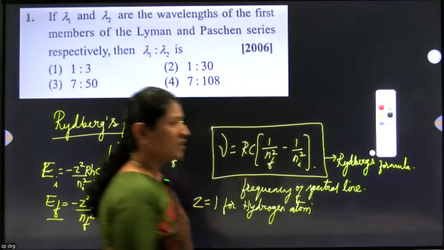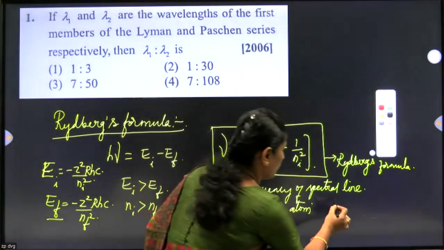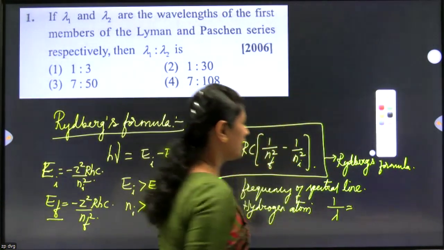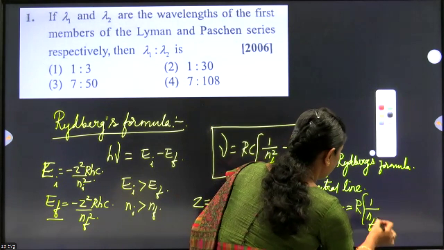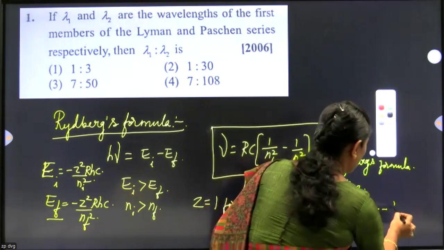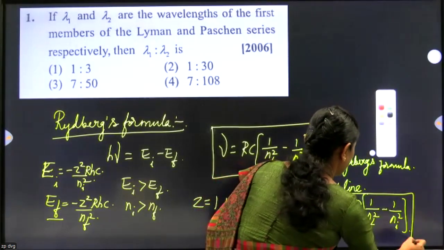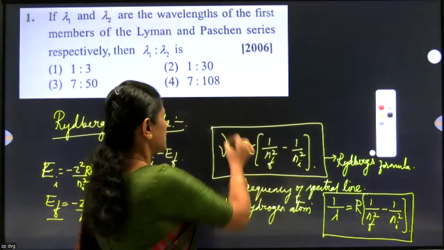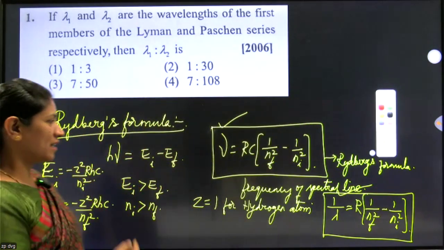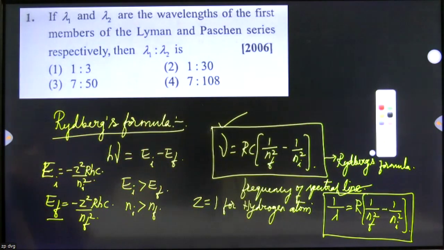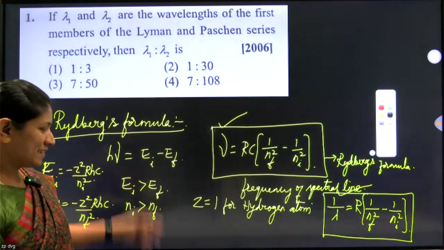And the wavelength of the spectral line, that means the photon, is given by 1 by lambda equal to R into 1 by nf square minus 1 by ni square. This is also known as Rydberg's formula. This gives the frequency, this gives the wavelength of the emitted photon or spectral line. Next, we can see the Rydberg's formula for hydrogen spectral series.